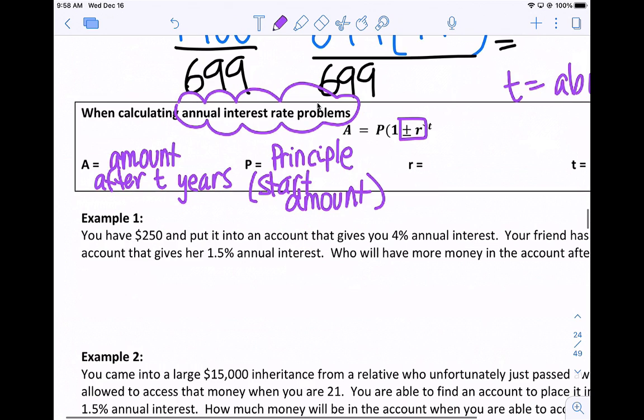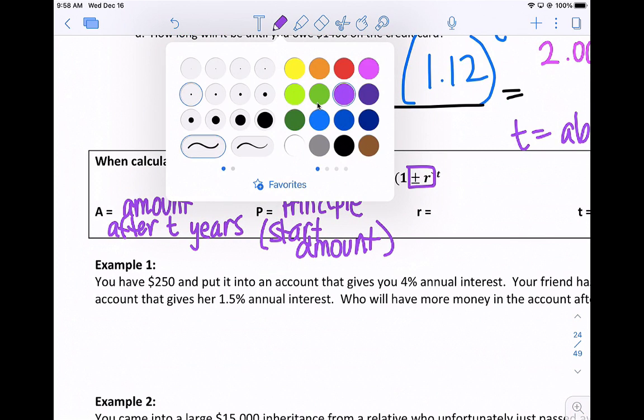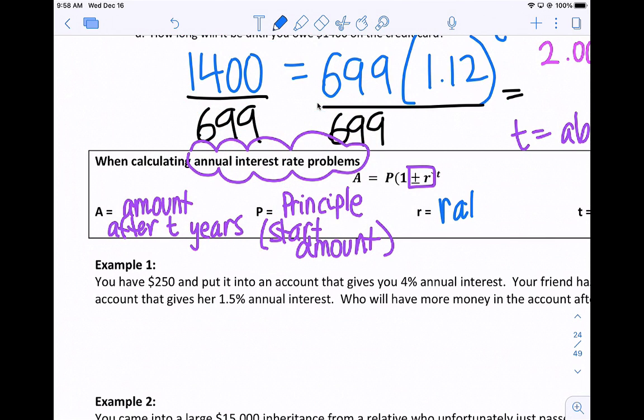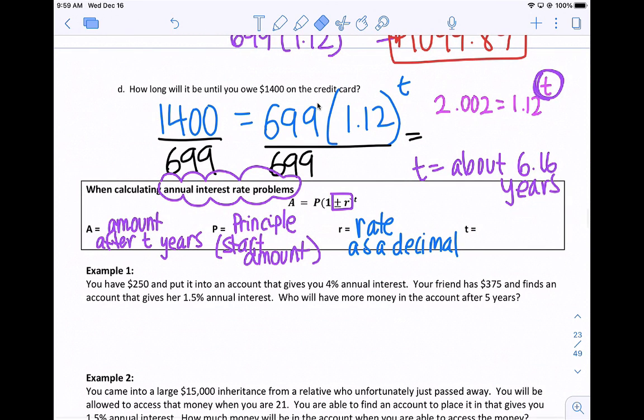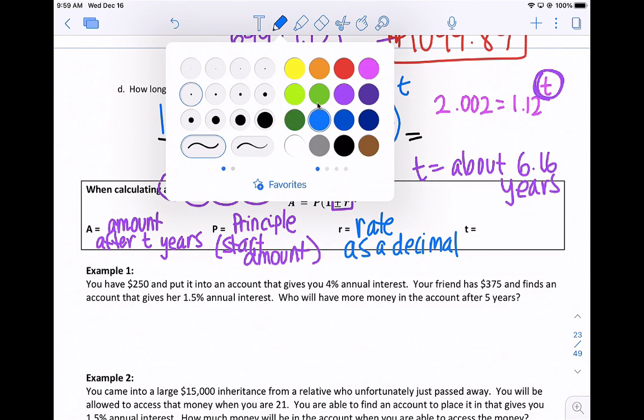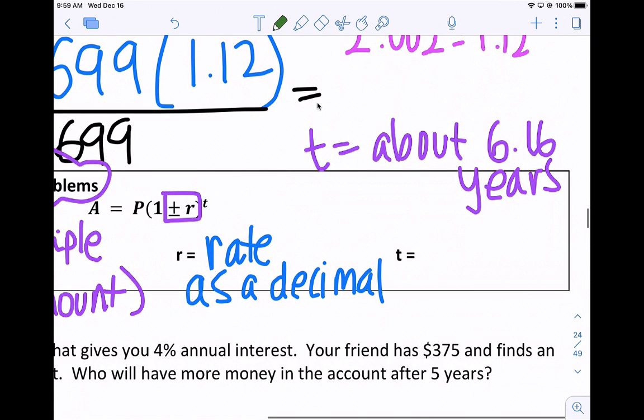Oh, there we go. R is your rate as a decimal. So either divide by 100 or move the decimal to the left twice. So R will be your interest rate as a decimal. And T is time, typically in years, but it could be different. So time.